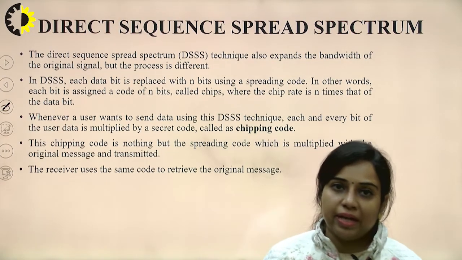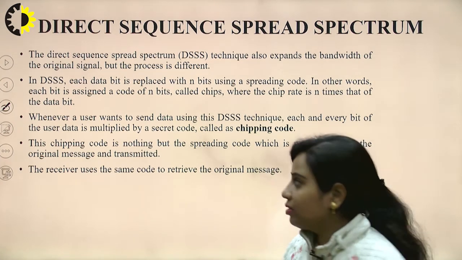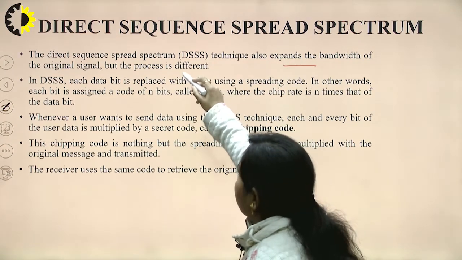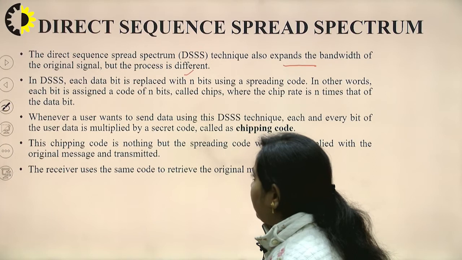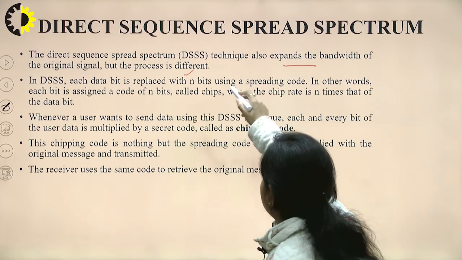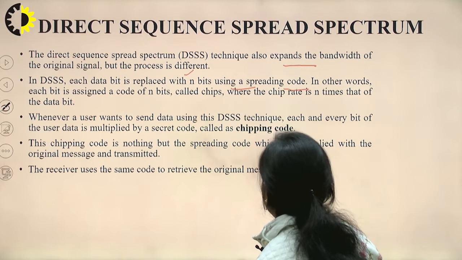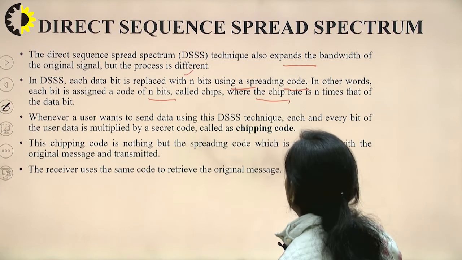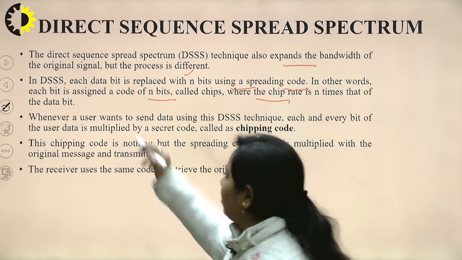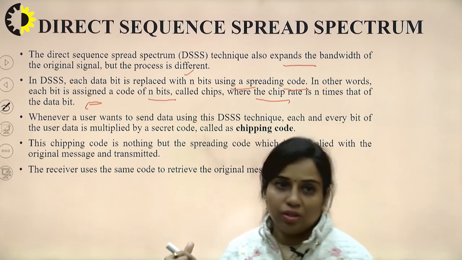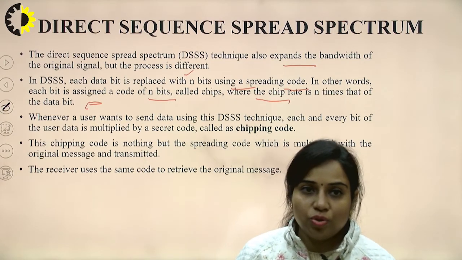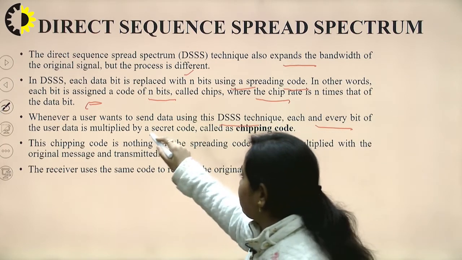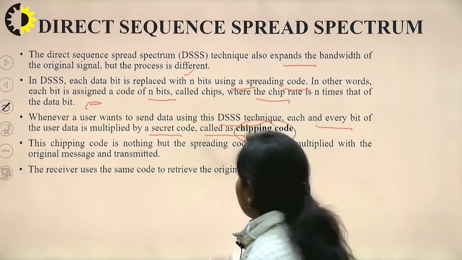Now next one is the direct sequence spread spectrum, that is the DSSS system. In this system, the bandwidth of the original signal is also expanded, but the process is different. In DSSS, each data bit is replaced with N bits of data using a spreading code. In other words, each bit is assigned a code of N bits called chips, where the chip rate is N times that of the data bit. So whenever a user wants to send data using this DSSS technique, each and every bit of the user data is multiplied by a secret code that is known as a chipping code.